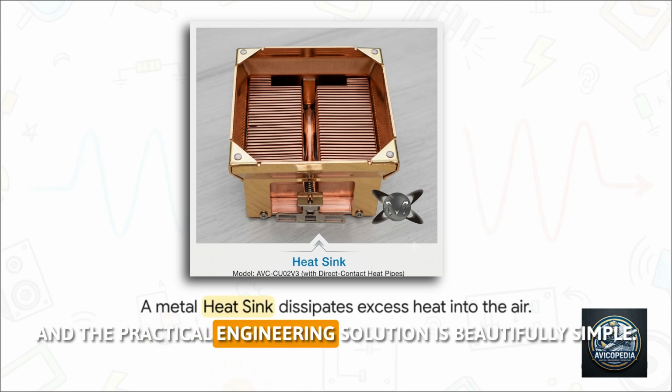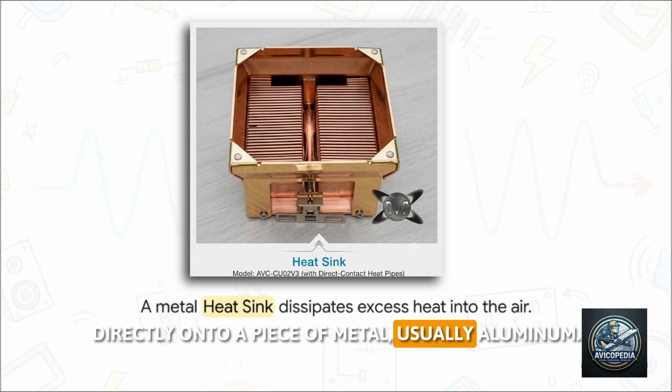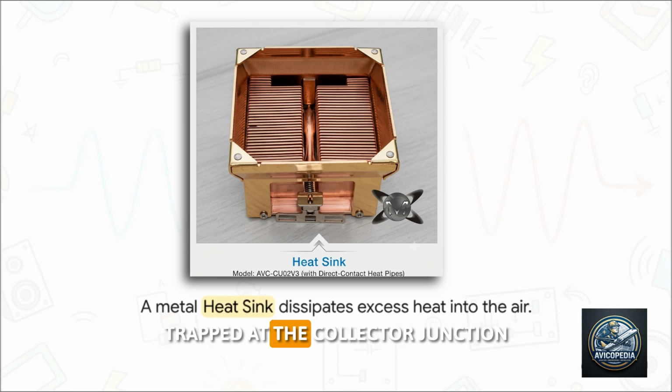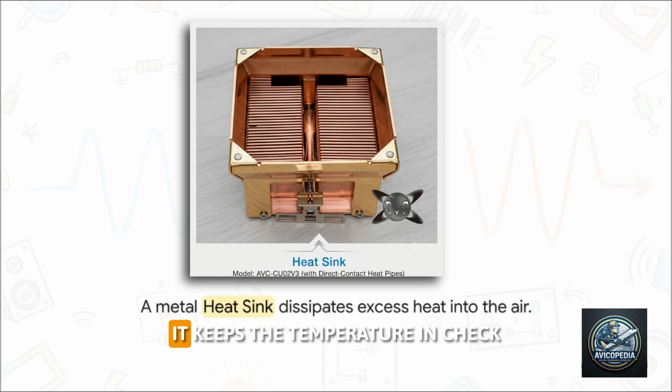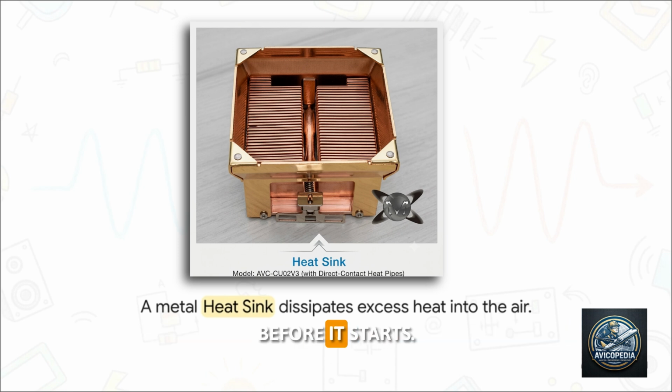And the practical engineering solution is beautifully simple. The heat sink. We've all seen them. By mounting the transistor directly onto a piece of metal, usually aluminum, we massively increase the surface area. This gives all that dangerous heat trapped at the collector junction an escape route safely into the surrounding air. It keeps the temperature in check and completely shuts down thermal runaway before it starts.